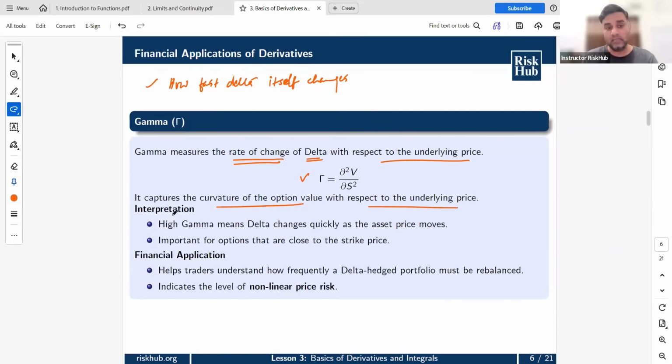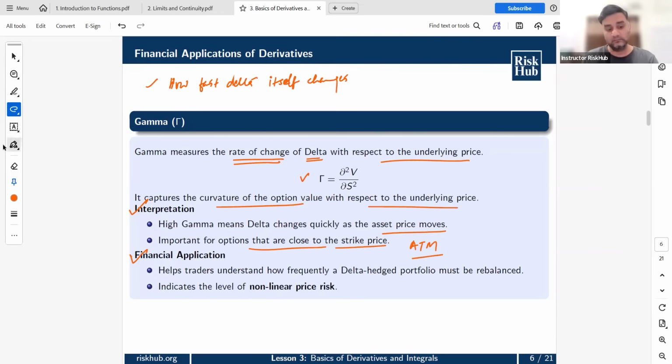Now, when we take high gamma, the interpretation is that small price movements will lead to large changes in delta. So this creates a non-linear risk. So curvature, non-linear risk. High gamma means the delta changes quickly as asset price moves. It is important for options that are close to the strike price, which is ATM options. At the money, the gamma is highest. When you say near at the money options, gamma becomes very, very large. This is why traders watch ATM options carefully, especially near the expiry.